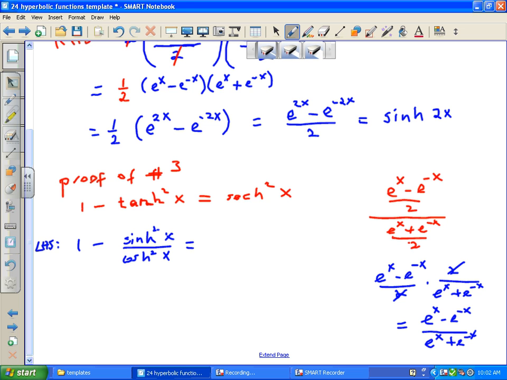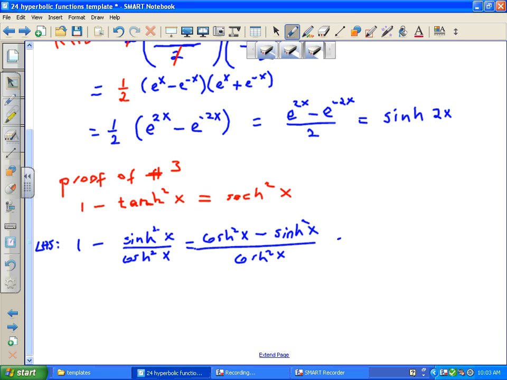Okay, how can I combine these 2 fractions? Get a common denominator, multiply the top and the bottom of the first one by what? By cosine hyperbolic square. Then they're going to have 1 common denominator, which is hyperbolic cosine square on the bottom.